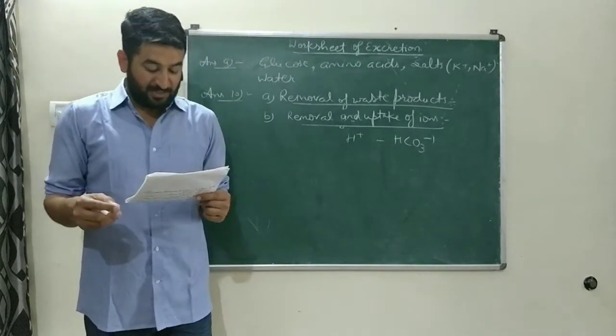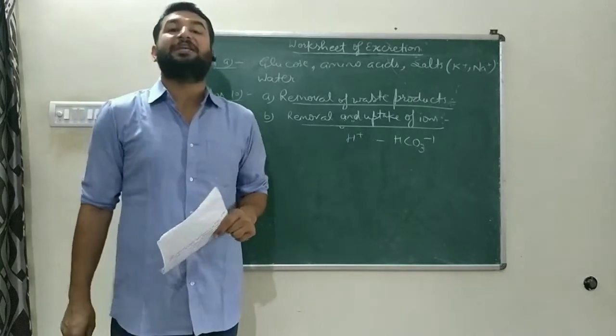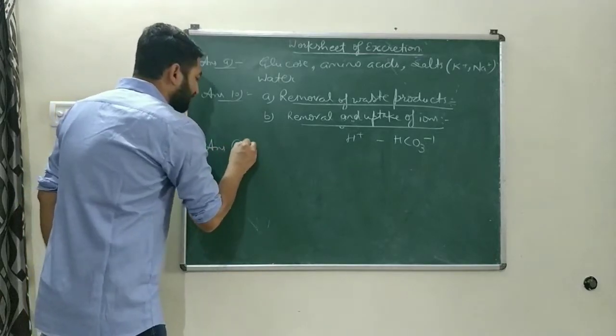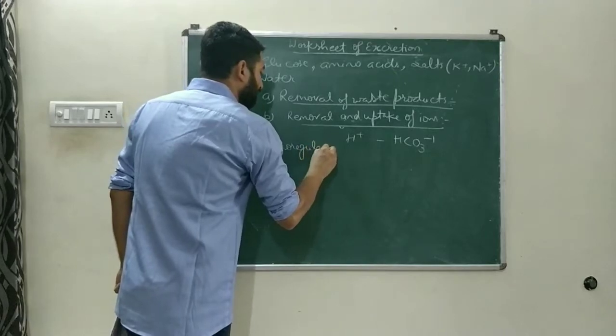Next. 11th question. What are the two functions performed by the human kidneys? The first is osmoregulation.